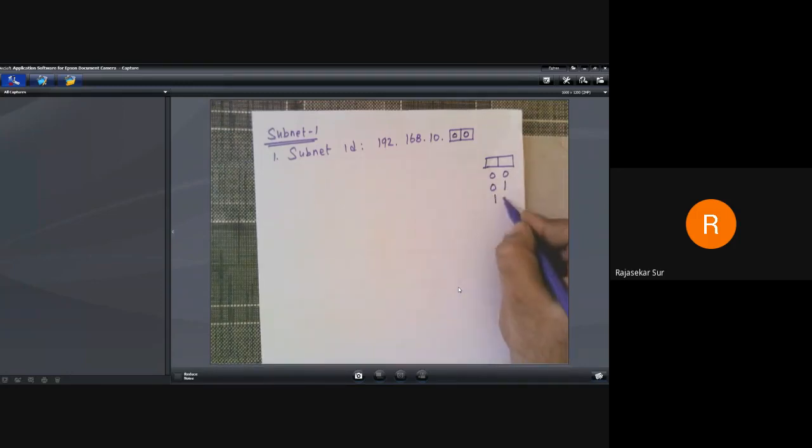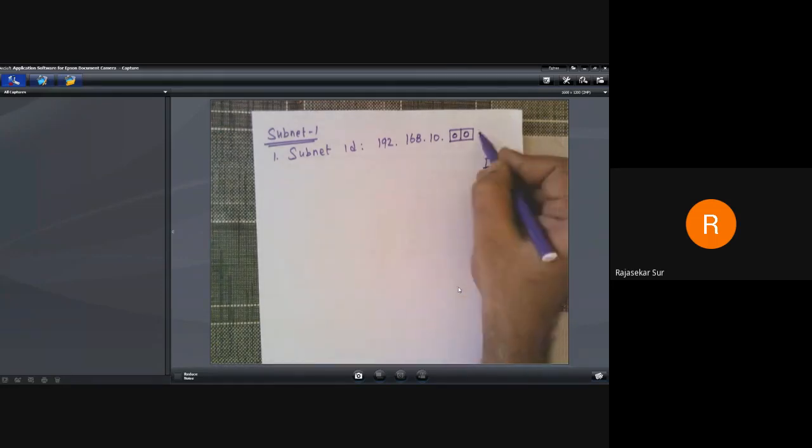Third possibility is 1, 0. Then the fourth possibility is 1, 1. So this is your first subnet, this is the second subnet, this is the third subnet, and this is the fourth subnet. Okay, so first subnet 0, 0, after that everything is 0.